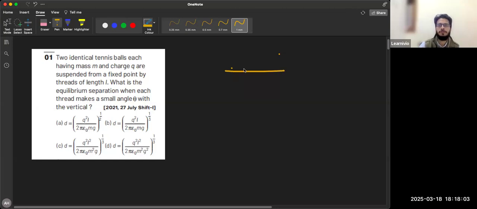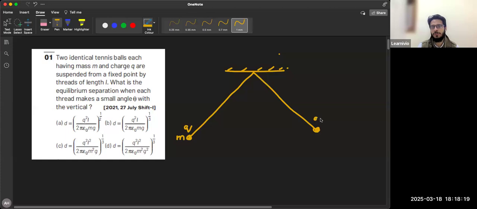No, sir. See, Upasana, this is the support. From this support, two threads are connected. Two identical tennis balls, each having mass M and charge Q. So this has charge Q and mass M. Another ball has charge Q and mass M. Both are connected by the threads. The length of each thread is L. Both the threads make an angle theta with the vertical. This is vertical, this angle is theta, and this angle is also theta.